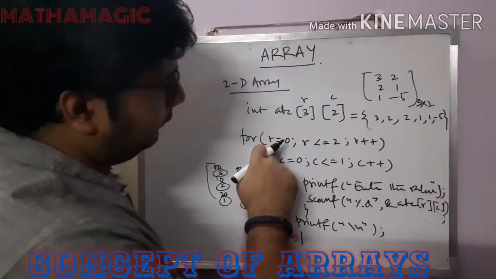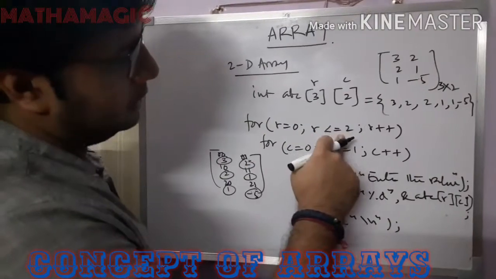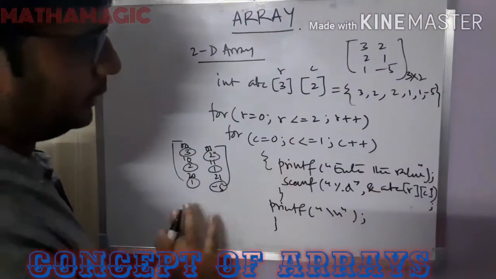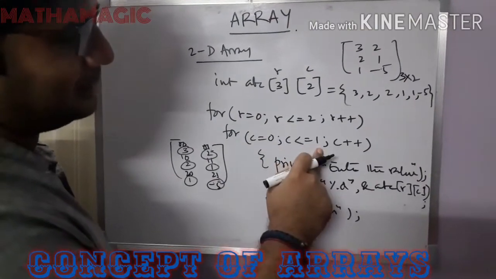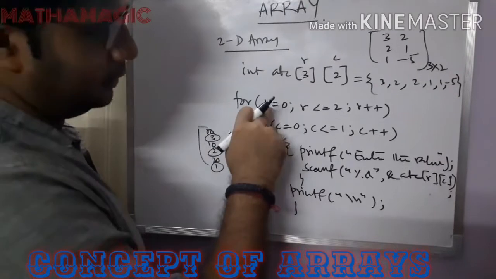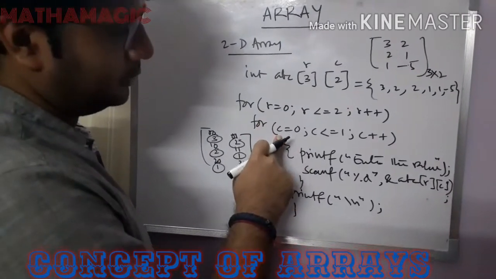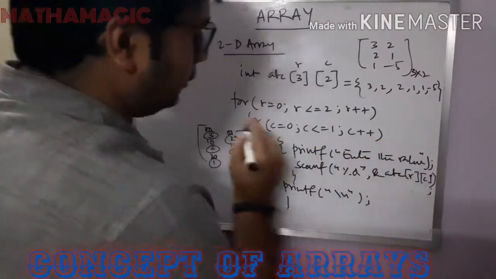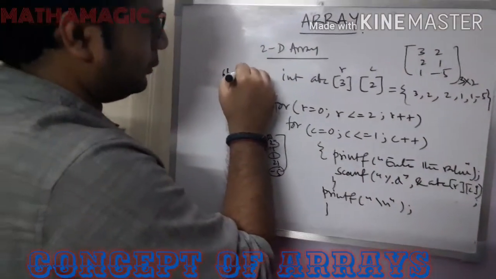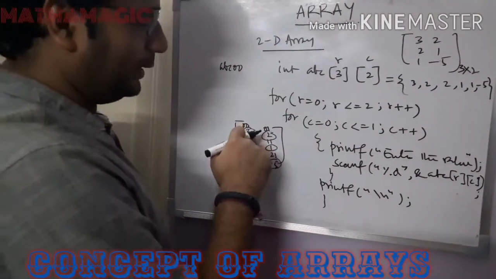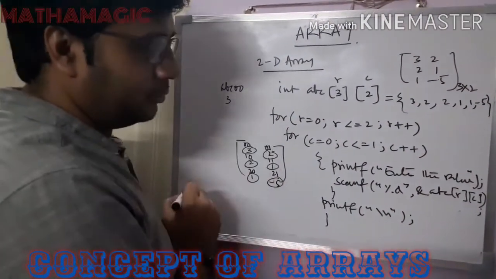In this case, R is equal to 0, the condition is getting satisfied. R is less than 2, so 0 is less than 2, so no issues with that. So C is equal to 0 and C is less than or equal to 1. This is also getting satisfied. So currently the value of R is 0 and the value of C is 0. So ABC will be 0 0, right? So ABC 0 0. This is where the value has to be stored. The user will enter 3 now. So this will be 3.